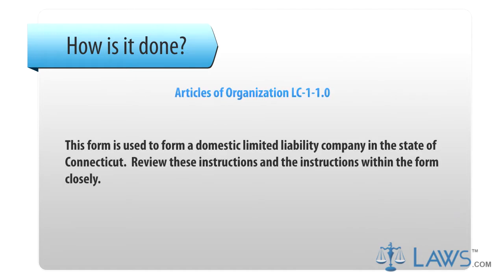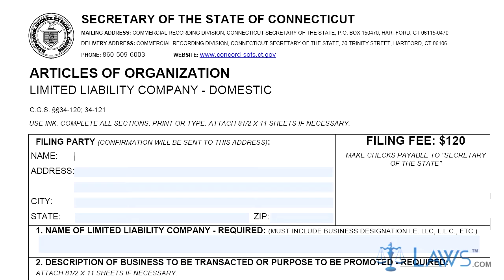LC-1-1.0. This form is used to form a domestic limited liability company in the state of Connecticut. Review these instructions and the instructions within the form closely. Step 1. In Part 1, include the name of the LLC.